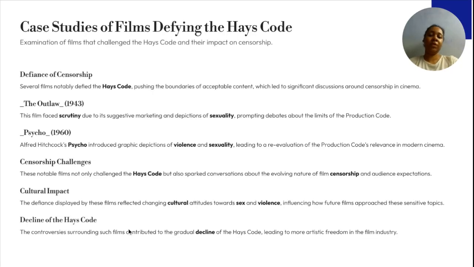So, these are the case studies of films that defied the Hays Code. The Outlaw faced significant scrutiny in terms of suggestive marketing and depictions of sexuality, prompting debates about the limits of the production code. So the production code didn't really do a lot, basically, in a sense. It did and it didn't.